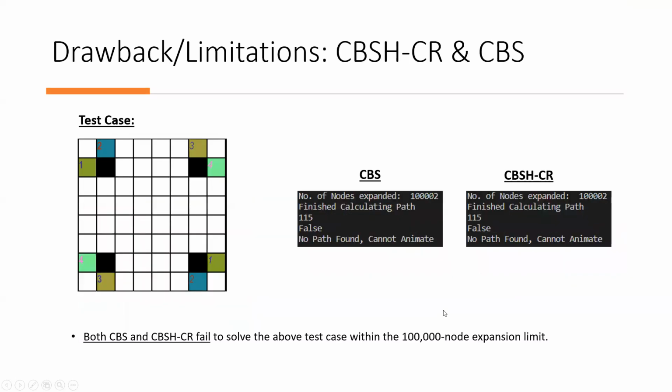However, even CBS with symmetry breaking is not a generalized algorithm. There is a peculiar test case where even CBSH-CR fails. This is a test case where there are 4 agents, but with obstacles at each corner. In this case, both CBS and CBSH-CR fail to find an optimal path within the 100,000 node expansion threshold.